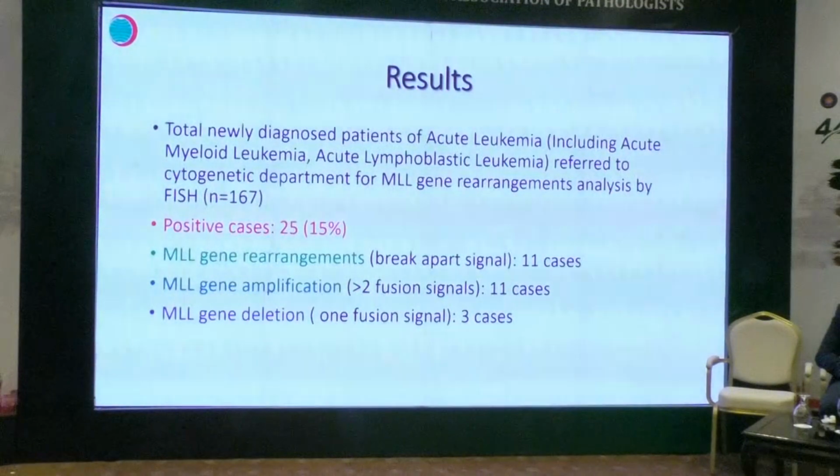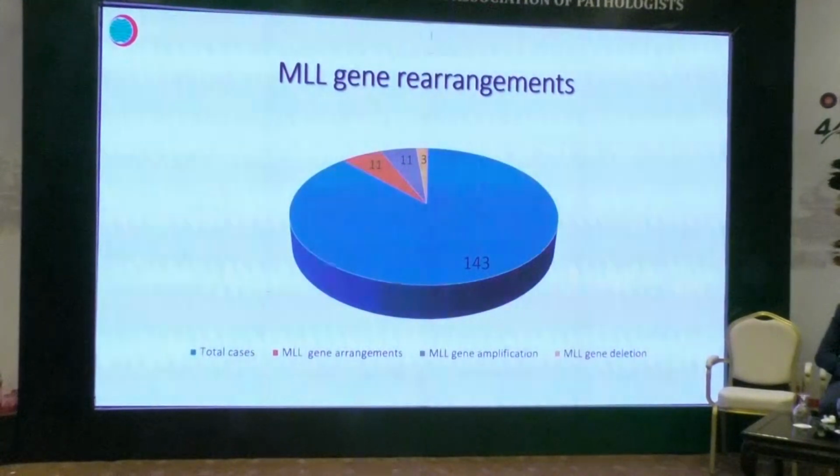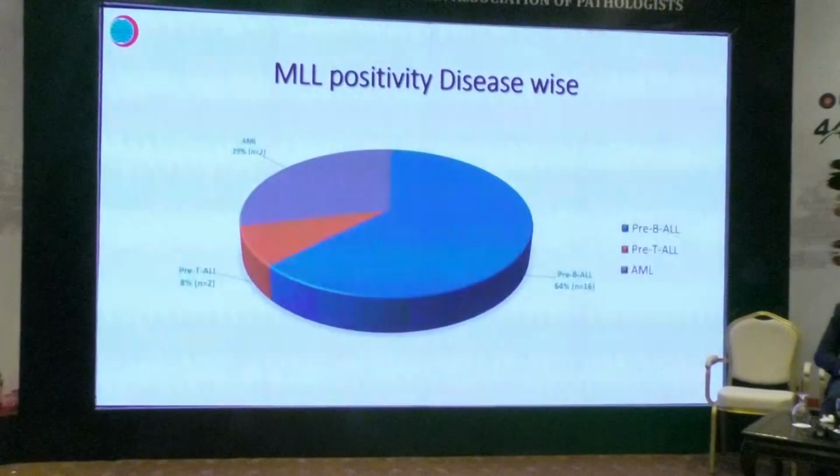We studied a total of 167 patients of acute leukemia, which included acute myeloid leukemia and acute lymphoblastic leukemia, B and T. The positive cases turned out to be 25, which is 15%, with 11 cases showing gene rearrangement, that is the break-apart signal. More than 2 fusion signals, gene amplification, was seen in 11 cases, and 3 cases showed only MLL gene deletion, that is only one fusion signal. And this is just a representation by pie chart of what I've said.